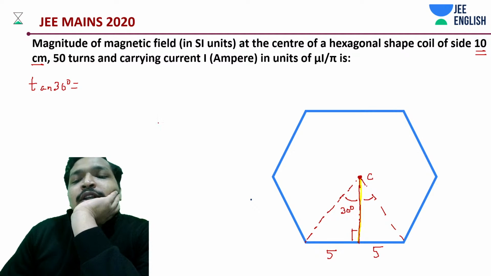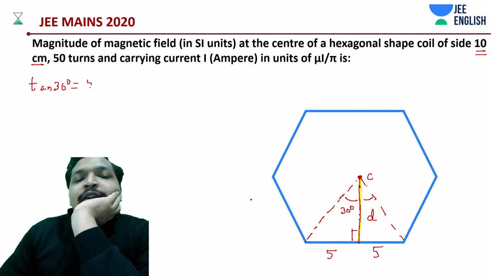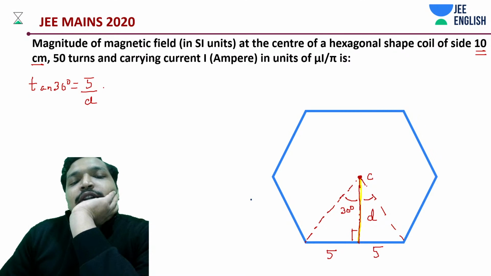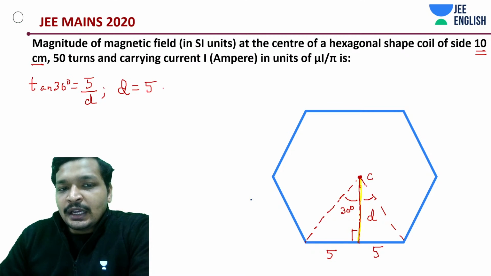It's going to be, in this case, this is d. It's going to be 5 by d. That means d is going to be how much? d is going to be 5 centimeters. So we can write it down. Okay, I'll come to that point later.